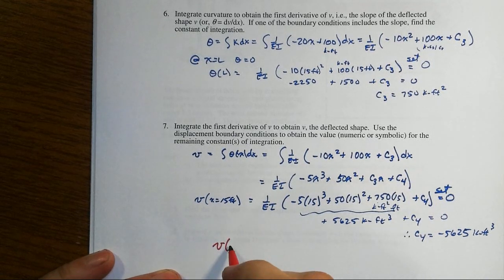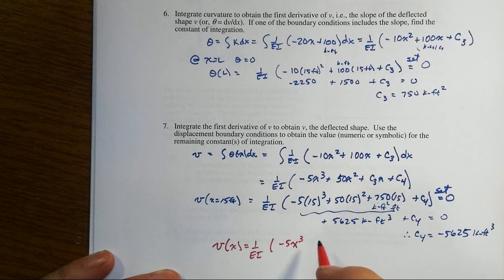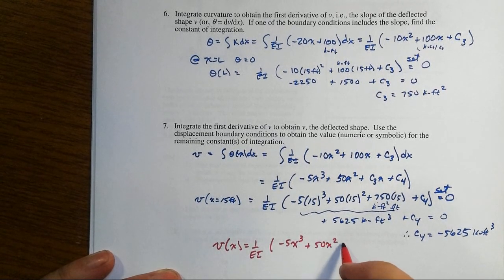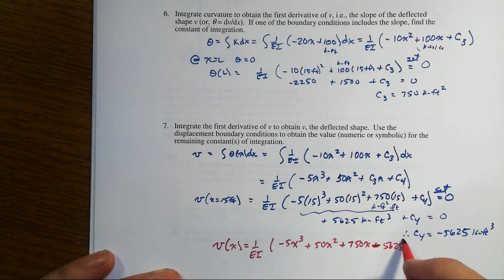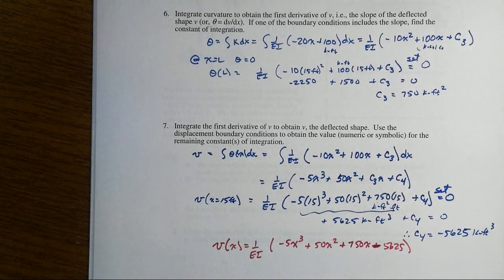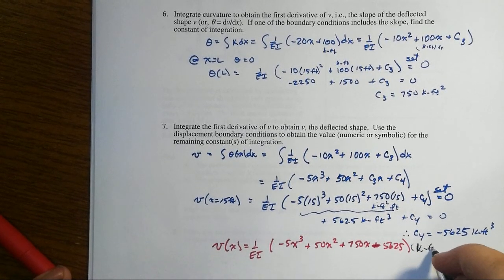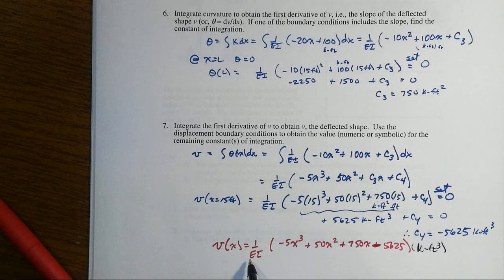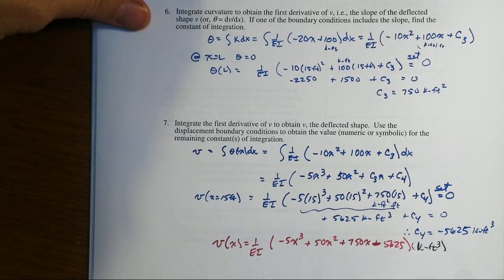V of x is going to be equal to 1 over EI, and then minus 5x cubed plus 50x squared plus 750x minus 5625, and we ought to note that that numerator has units of kip foot cubed, so that when we evaluate and put the EI in there, whatever values those are, we work backwards to an appropriate set of units for our displacement. Right, so that's the moment expression.